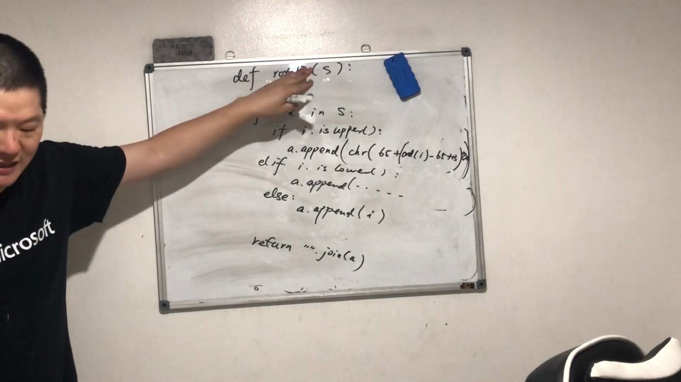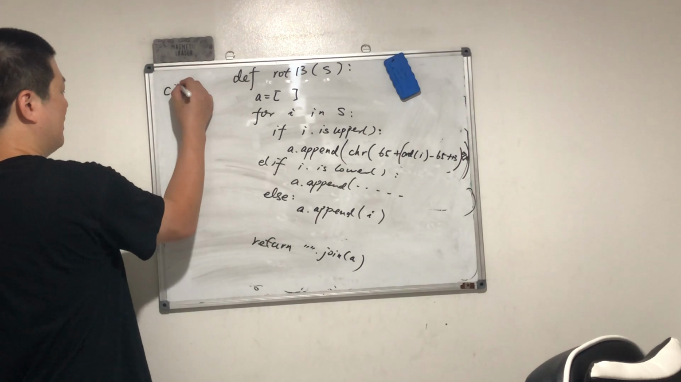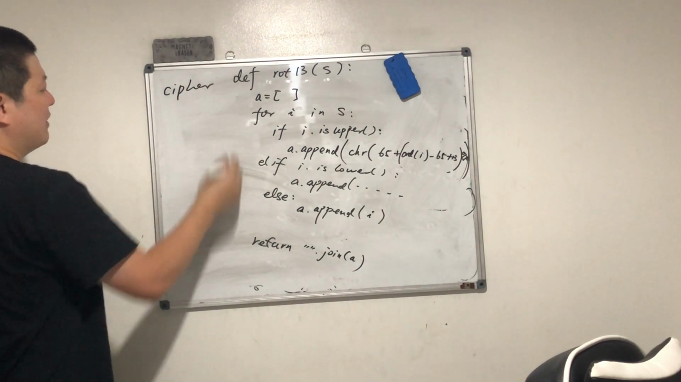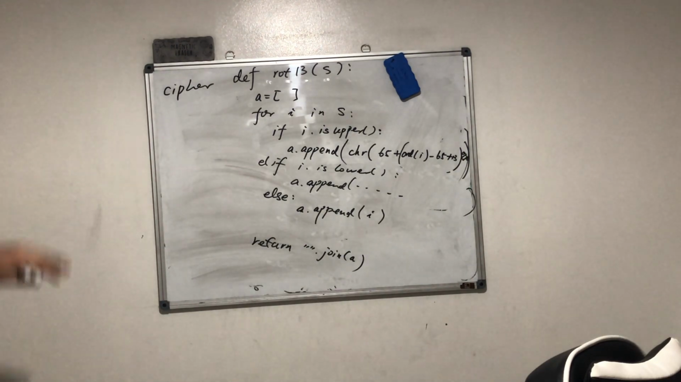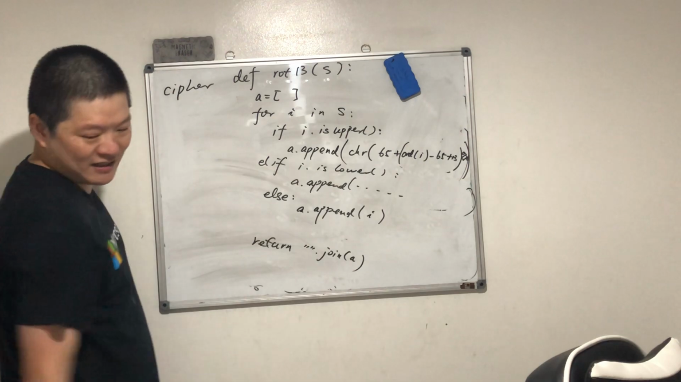So this is the ROT13 cipher. ROT for rotation, not rotten. Another way, look, this is not easy to understand, Eric.